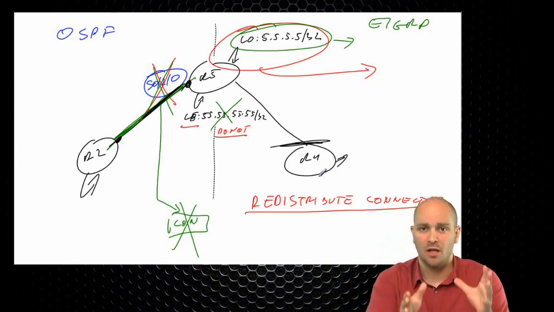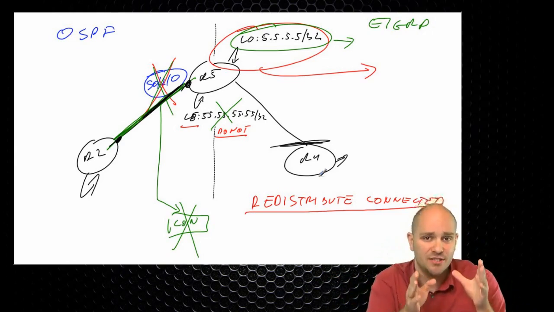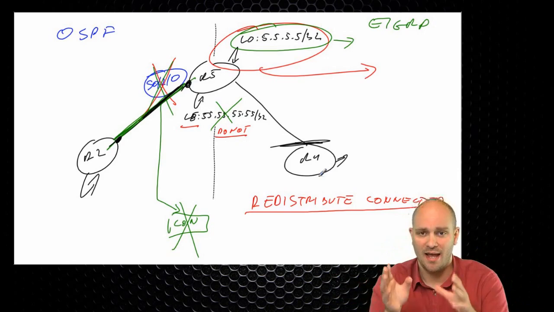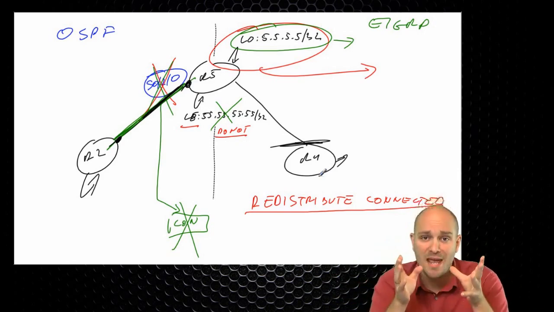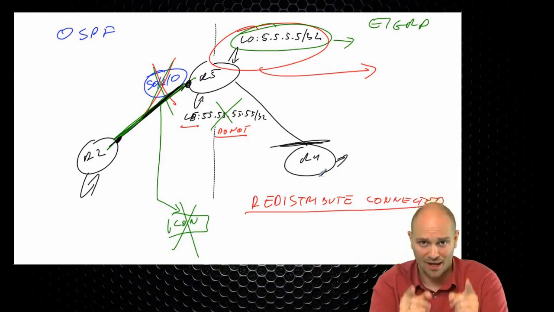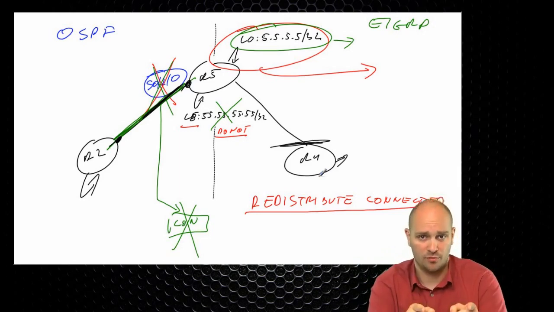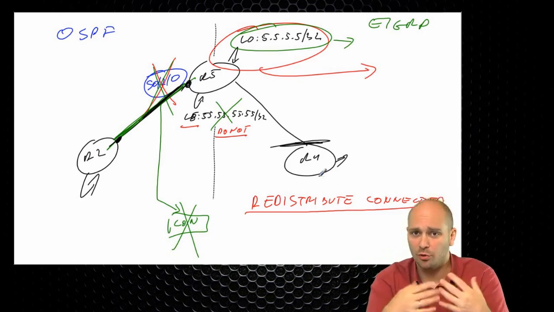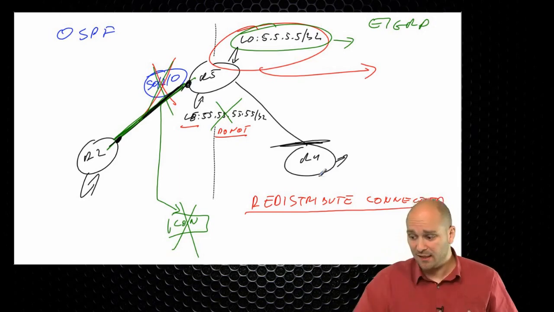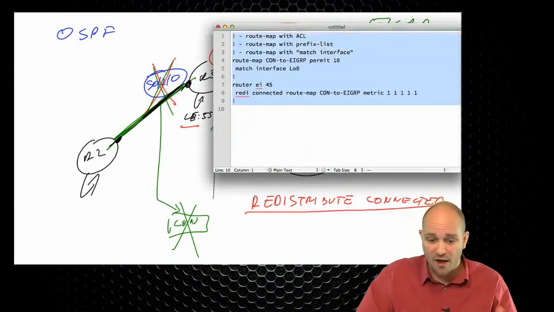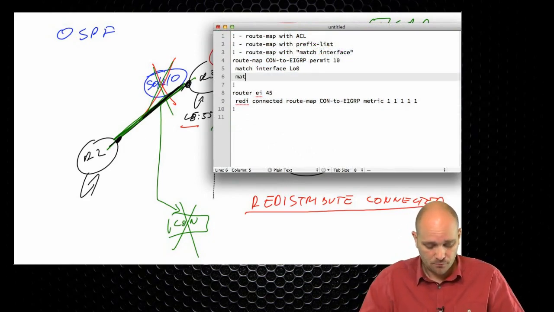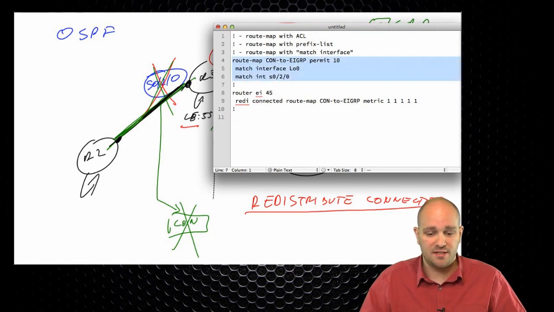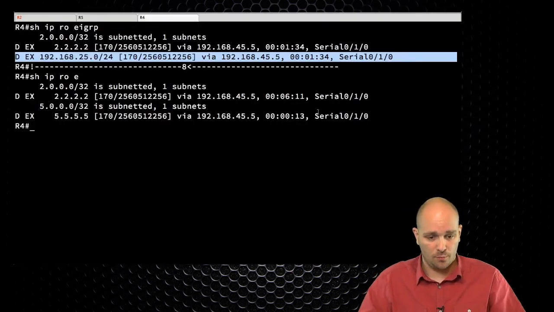Every time you are asked to redistribute connected routes into any routing protocol, this behavior may kick in, and they are maybe setting you up to actually have a problem with reachability in your network. So how do you solve it? Well, in our case, the solution is a very, very simple one. All we have to do is, in this route map, add a match for interface serial 0/0, and we are good to go.